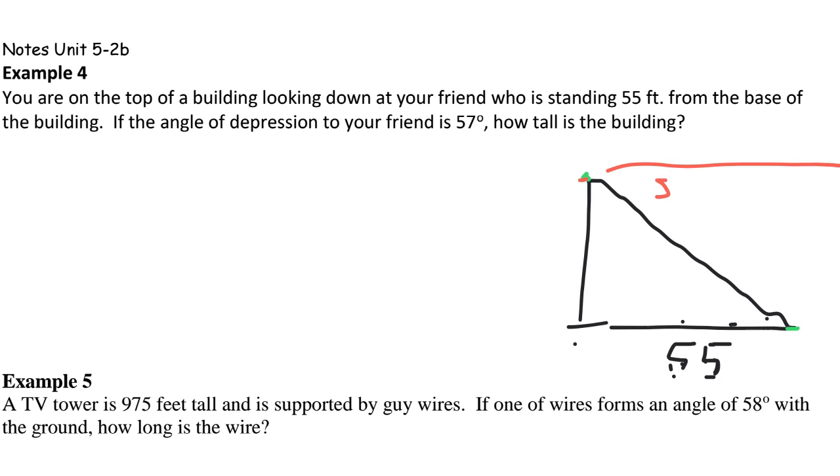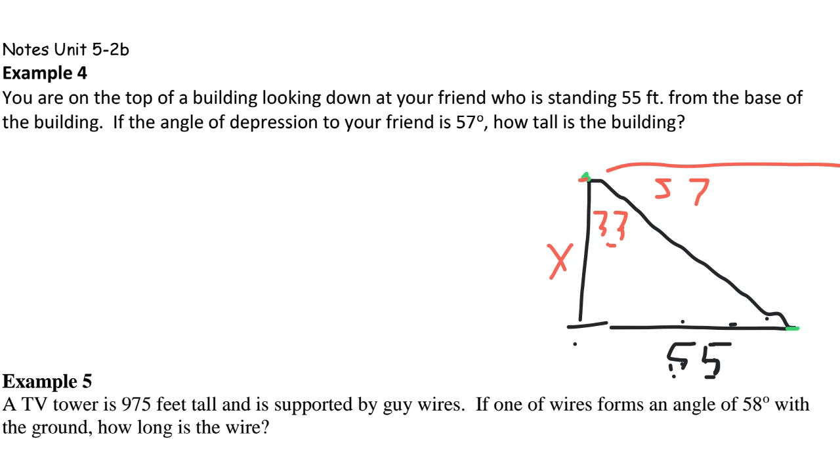of 57. So what is your angle actually inside there? 90 minus 57 gives you 33. You have 33 degrees in there, and you got a side. And what do they want to know? How tall is the building? They want to know X over here.